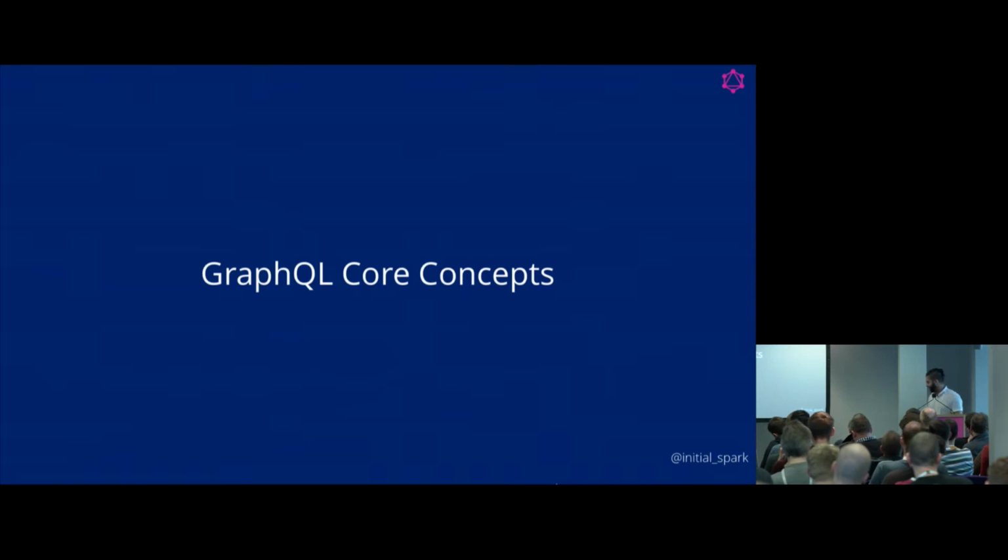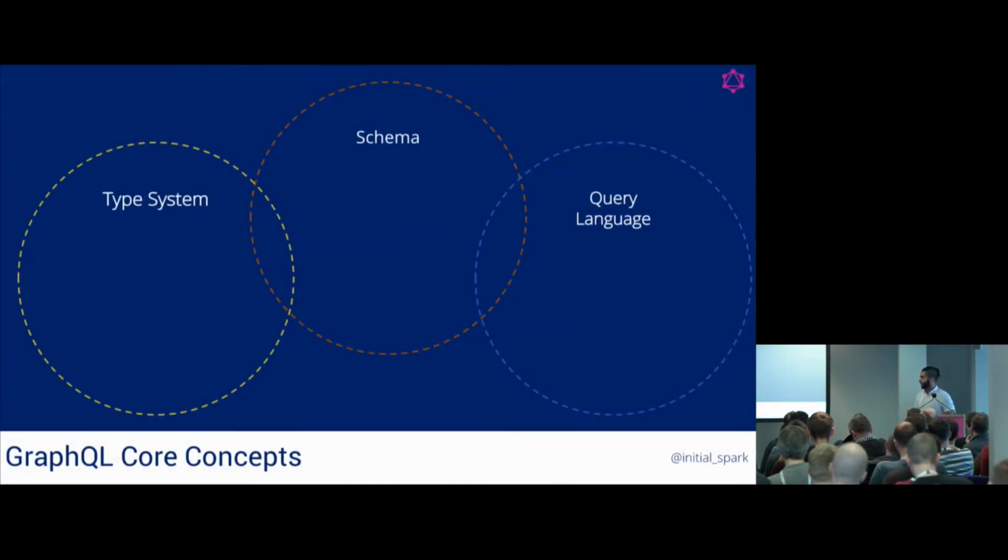So now we've got an understanding of what GraphQL actually is and what it aims to solve. Then I just want to look at some of the core concepts before we build an actual GraphQL server. So I've broken these down into 3 different areas. We have a type system, we have a schema, and we have a query language.